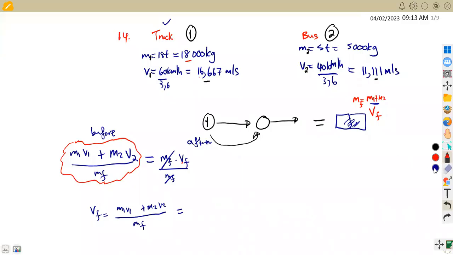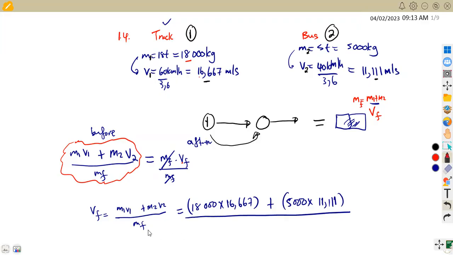M1 times V1, that is going to be 18,000 times 16,667, which is our V1. So it's M1 V1 plus M2 V2, that is the momentum for the bus, which is 5,000 times 11,111, everything over the final mass, which is when these two are combined together. We say the final mass is M1 plus M2. So we're going to add M1, which is 18,000, plus M2, which is 5,000, in kgs. So we are using our values in kgs.